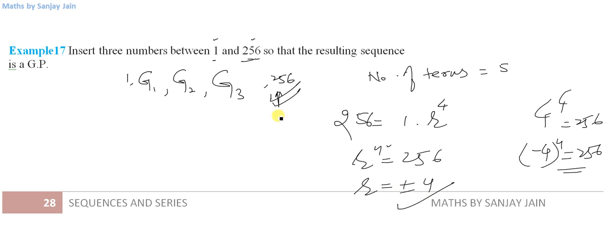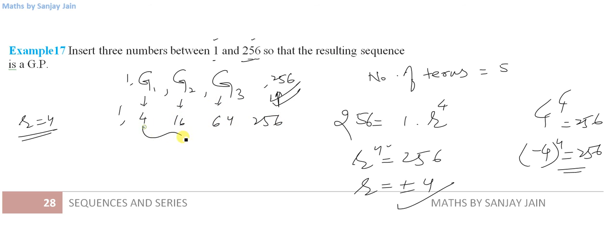Okay, and we need to insert 3 numbers. So I'll take r as 4 first, then write the numbers. So what will be the numbers? The first number here will be 4. This will be 16, this will be 64, and then 256.